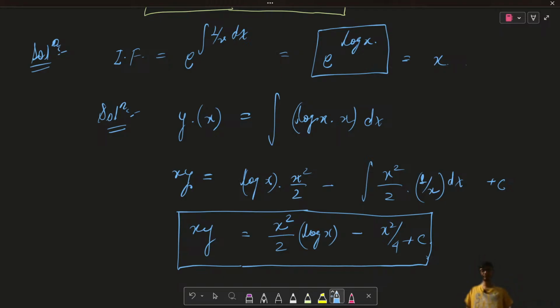Did you all get this answer? Please let me know in the live chat. Are you able to get to this answer or not? If you are able to solve this question, let's now move to the next problem then.